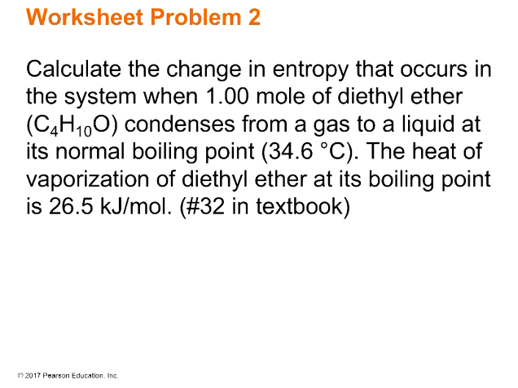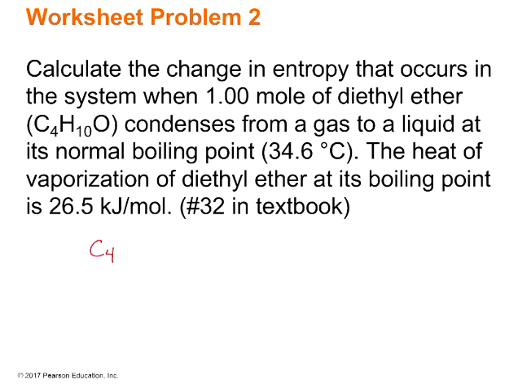Okay, so let's work on worksheet problem 2, and this will be the last thing we do for this lecture. Calculate the change in entropy that occurs in the system when 1 mole of diethyl ether, C4H10O, condenses from a gas to a liquid at its normal boiling point. The heat of vaporization of diethyl ether at its boiling point is 26.5 kilojoules per mole.